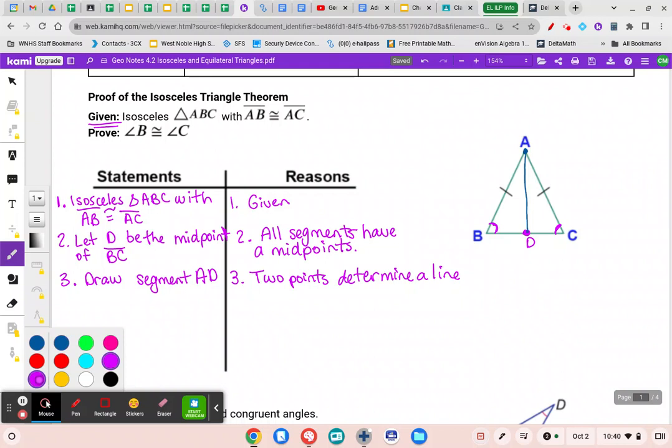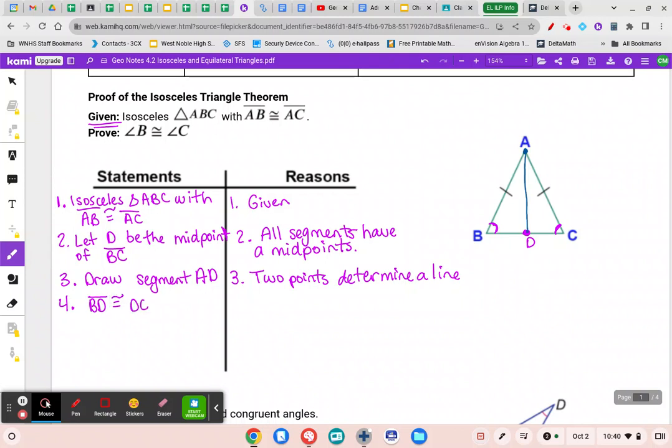All right, step 4. I'm going to say that segment BD is congruent to segment DC. Seems a little weird, but this is just the midpoint theorem. Since D is the midpoint, by definition, these two segments must be congruent.